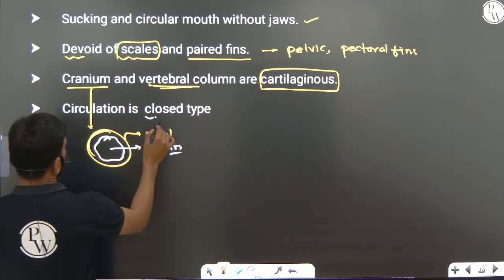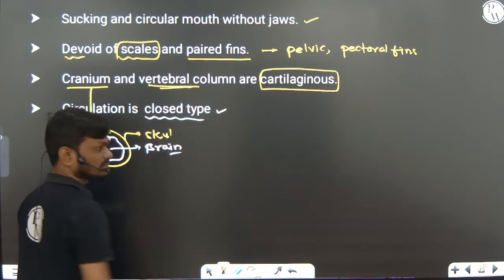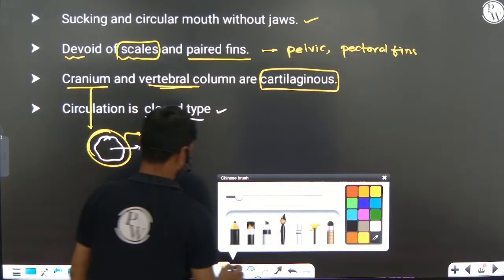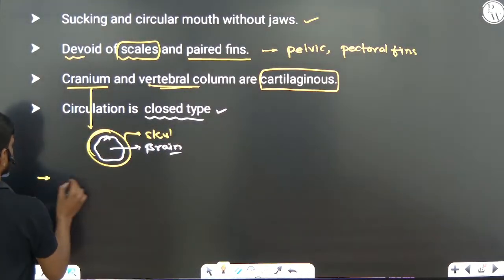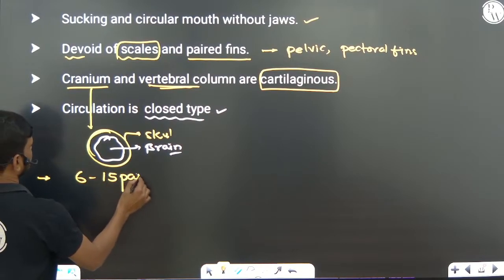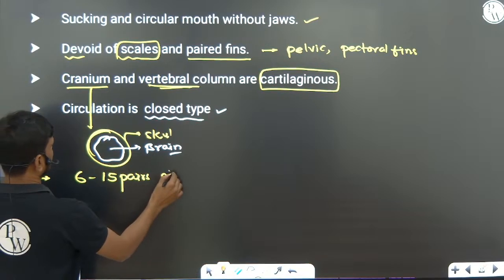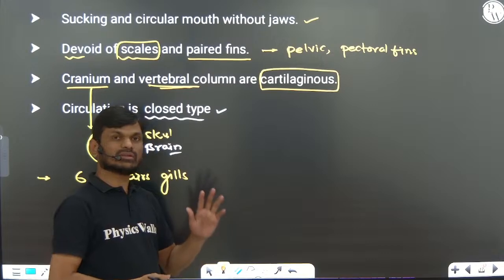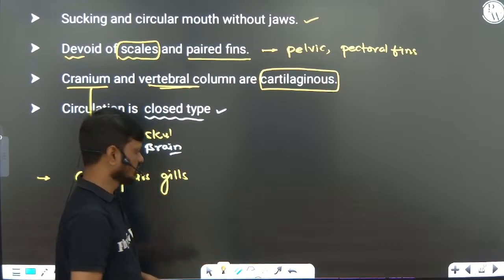Closed type circulation is present, very important. And 6 to 15 pairs of gills are present, which help in respiration, right?